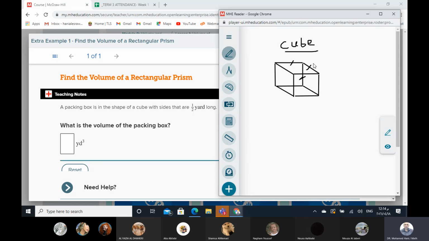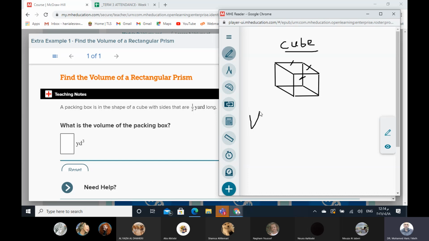As you remember, this is the cube. In the cube, we have three congruent dimensions, meaning this side equals this side equals this side. And here, a cube with sides that are 1 over 2, meaning this side equals 1 over 2, and this side equals 1 over 2, and this side equals 1 over 2.